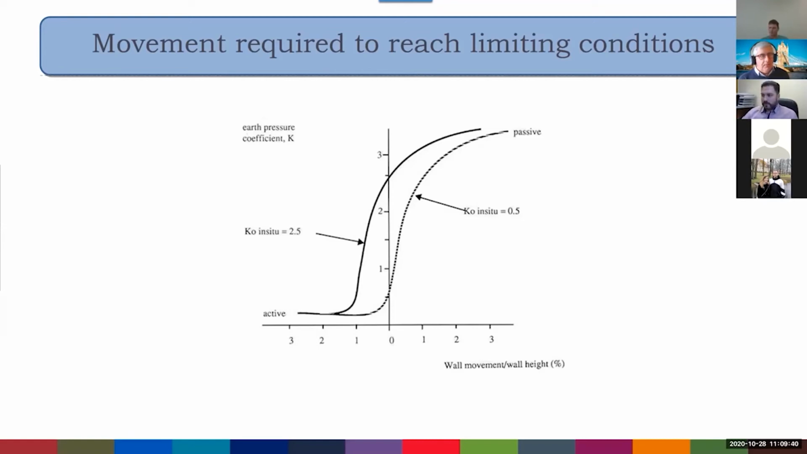Now, what we've got to do is we mustn't underestimate the active pressure and we mustn't overestimate the passive pressure. Those are the key conditions in the design. So understanding wall movement relative to the in situ stress state is very important.